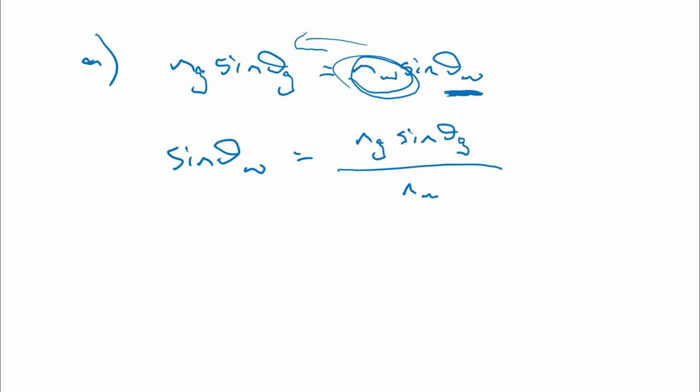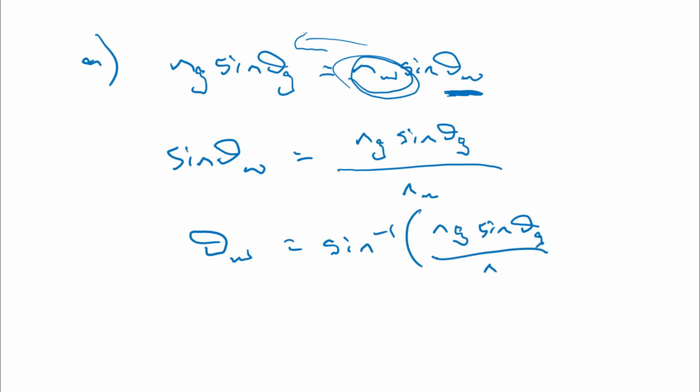Well, we take the sine across the other side of the equals, and that will leave us with theta of water. What is the opposite of sine? Well, that would be inverse sine. So when we take that sine across the other side, we have sine to the minus 1, the inverse sine. And it's the inverse sine of ng sine theta g all over n of water. Right, so that is our rearranged equation.